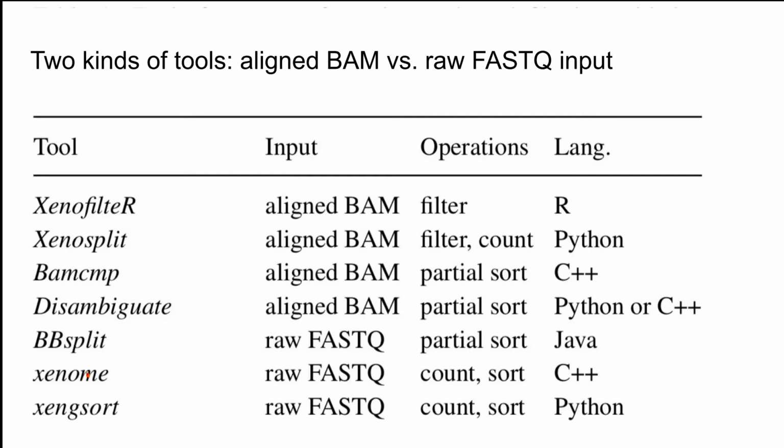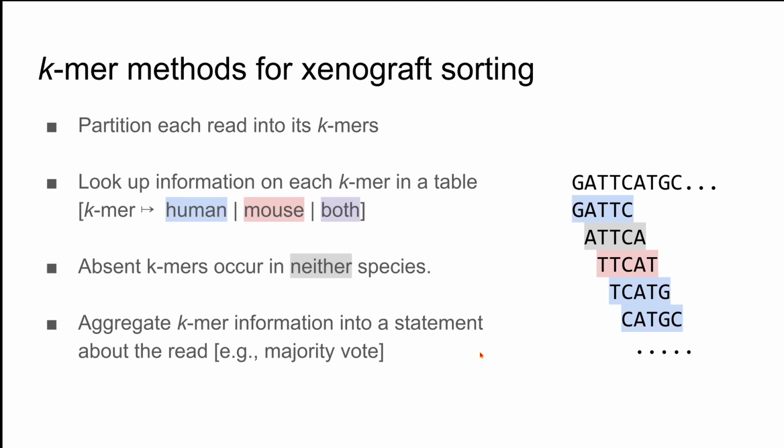And of course there are already many tools that solve this problem. There are 2 different kinds of tools. Some tools require to run a mapper and aligner first, and these will work on aligned BAM files. The other category takes the raw FASTQ data as input and does not require alignments. A good way to do that is to work on k-mers.